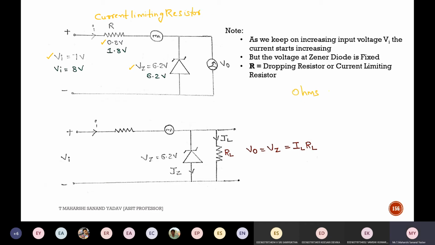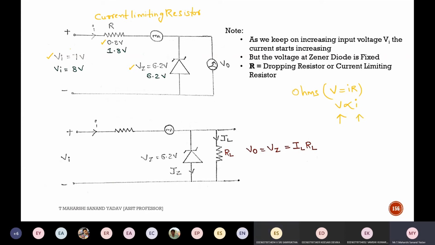What is Ohm's law? V is equal to IR. V is equal to I into R. So this is nothing but V is directly proportional to I, right? So if I increase voltage, what will happen to current? It will increase.